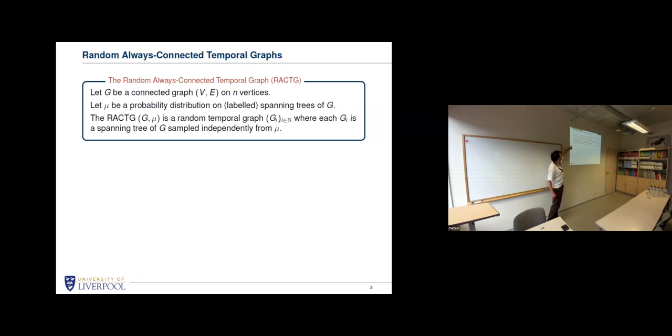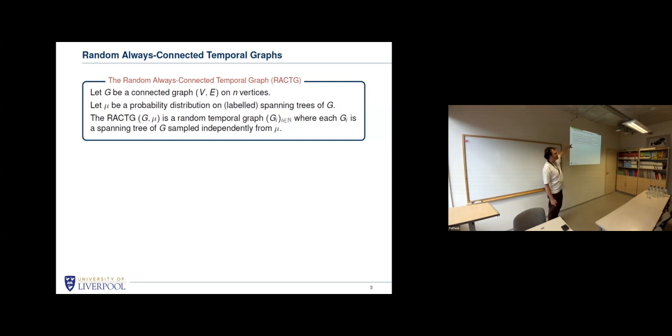I should mention this is kind of work in progress. I want to speak about something new and exciting, so the price of that is that it's still a little bit work in progress. I think the name is also work in progress. So we've got the random always connected temporal graph, or the RAP2.